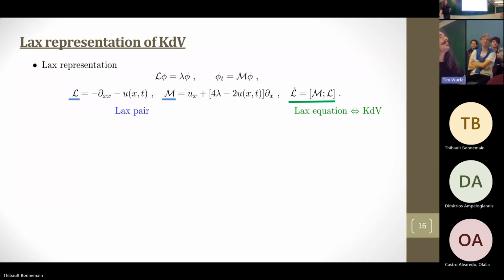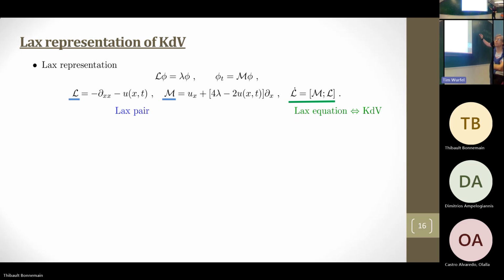And the thing is, any system that has a lax representation also has a zero curvature representation. So here, for example, if you take psi to be phi x, and you write which equation psi should satisfy using the relations, you directly end up with a zero curvature. So what we are doing here is just taking an additional property of KdV to simplify the auxiliary problem and make the inverse scattering transform easier to perform.